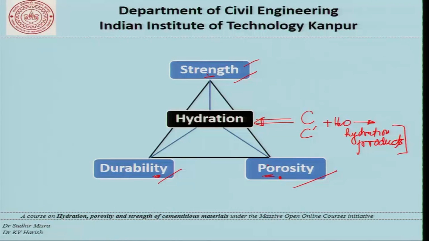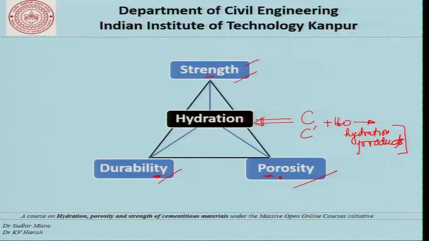the durability would be high, because it is this porosity in the hydration products that facilitates the movement of detrimental material, whether it is chloride ions or sulfates or even carbon dioxide, into the concrete. So it is impossible to talk of durability, strength and porosity independent of each other. But we must remember that at the root of all these three properties of concrete is the process of hydration.